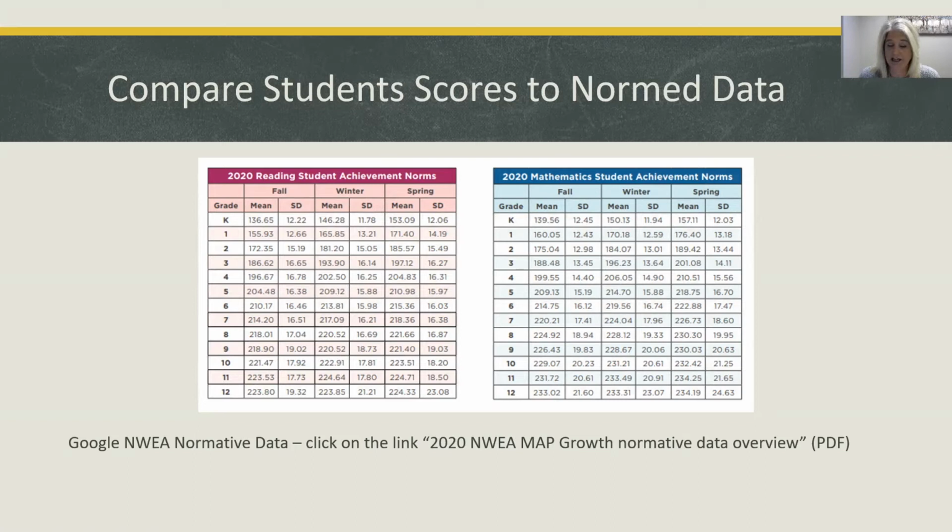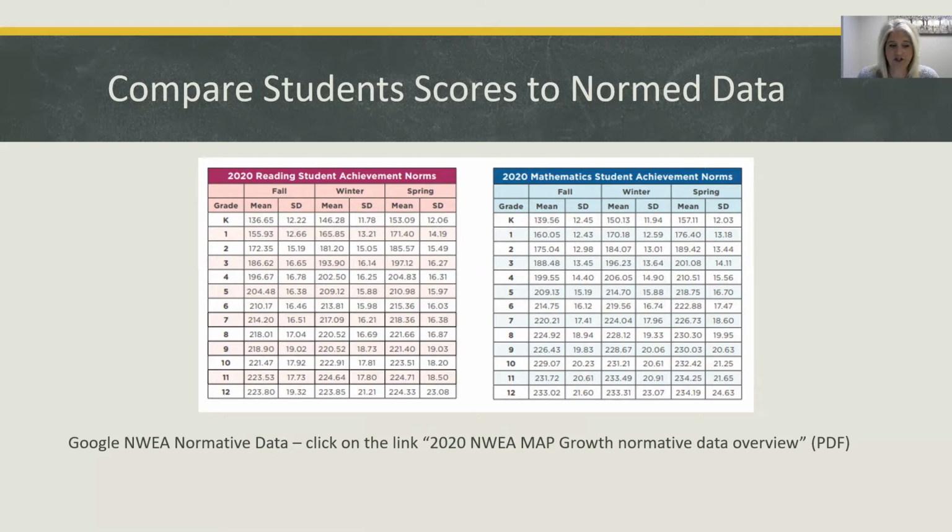You want to find the PDF document with the title 2020 NWEA MAP Growth Normative Data Overview. And your RIT tables are found on page 3. I kept these handy in the front cover of an assessment binder and didn't go far without them. There are actually 4 tables, and I've just taken a screenshot of the first 2. You see here reading and math. The other tables are language usage and science.